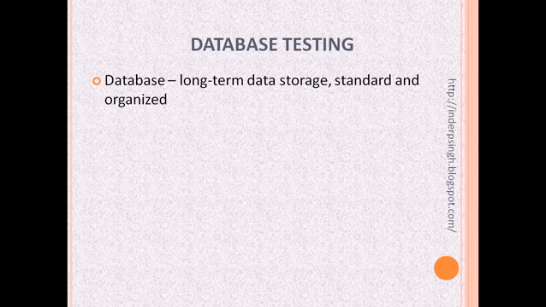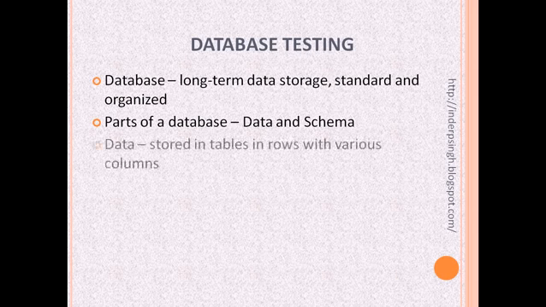So let us look at the parts of a database. Every database has two main parts. The first main part is the data itself, and the second is the schema. So what is data? Data is information of interest that is stored in the database.